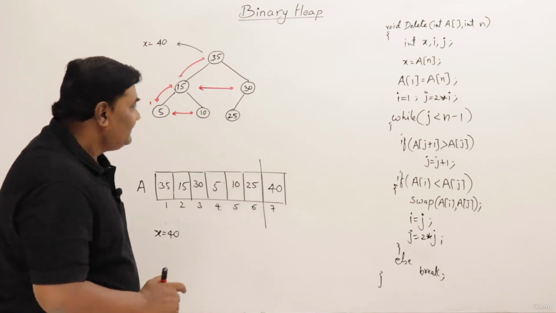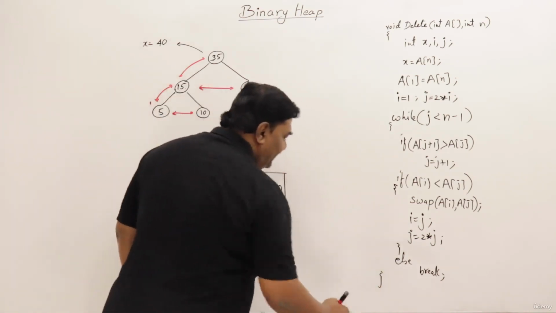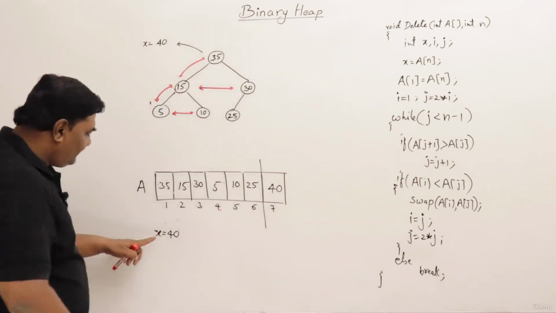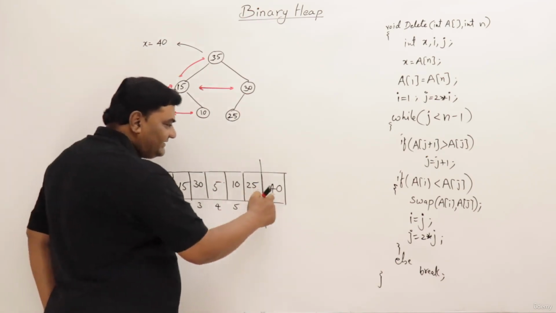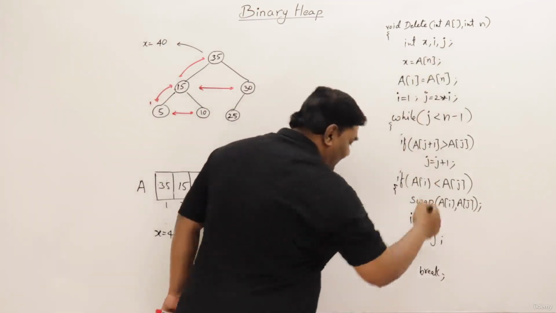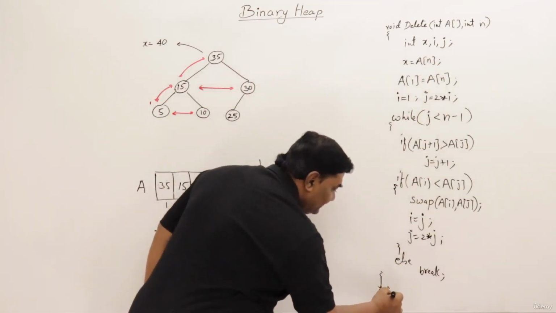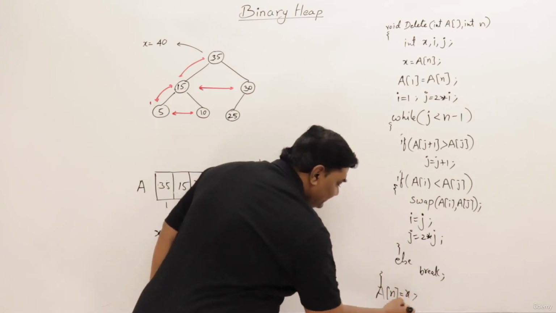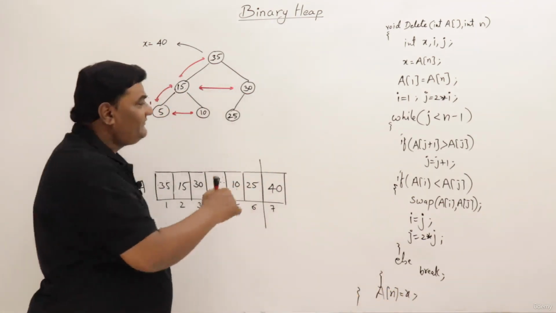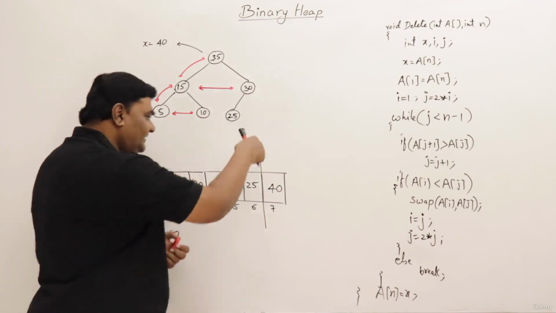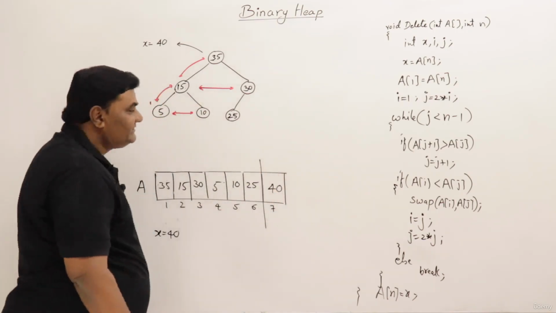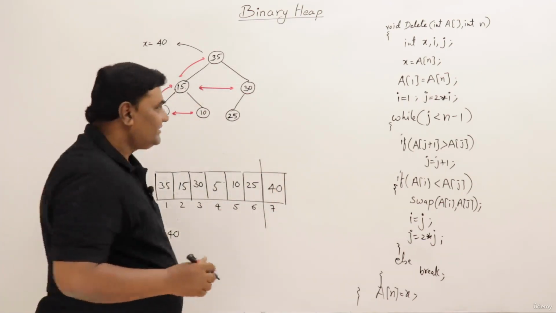Let me show you one thing. See, in this delete, I did not close the bracket. What I will do is, the deleted element was in X. I will copy it at this last free space. So the last free space is N. So at A of N, I will copy X and then close. So what this delete function is doing is deleting an element and copying it at the last place. Now I will show you heap sort.